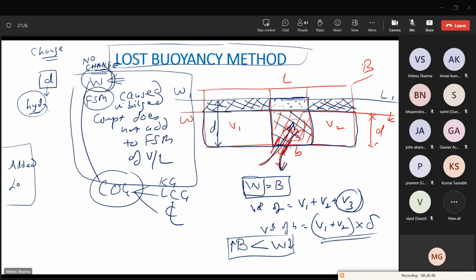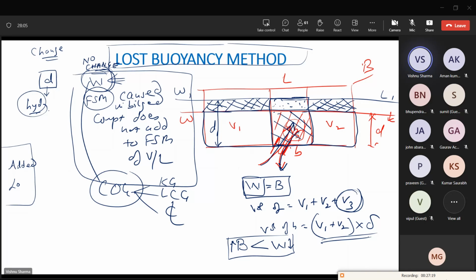Give it a thought. The biggest advantages of the lost buoyancy method are: A, displacement does not change. If displacement does not change, its direct fallout is that the COG does not shift. That means LCG, KG, and the locations with respect to the center line remain the same. And free surface, if created in the bilge compartment, does not add to the vessel's free surface, because that water under the lost buoyancy method does not belong to the ship. Is that clear, beta?